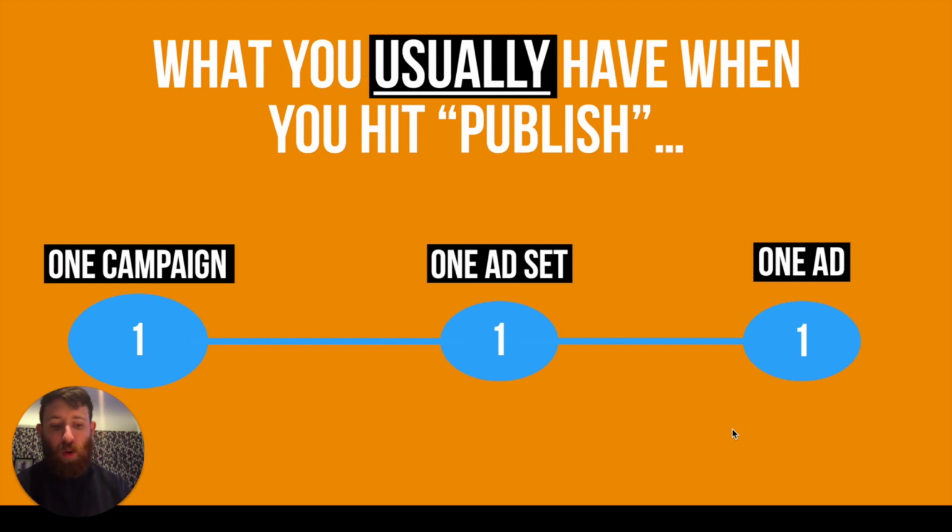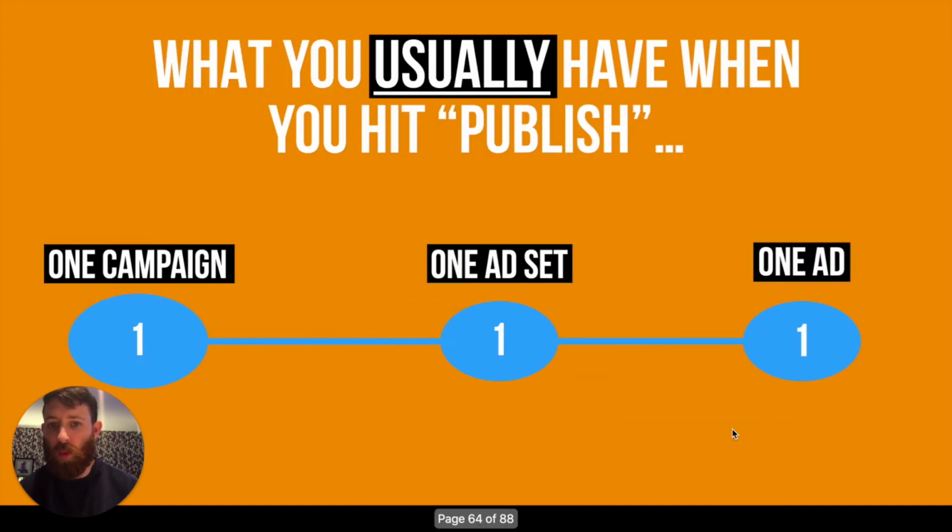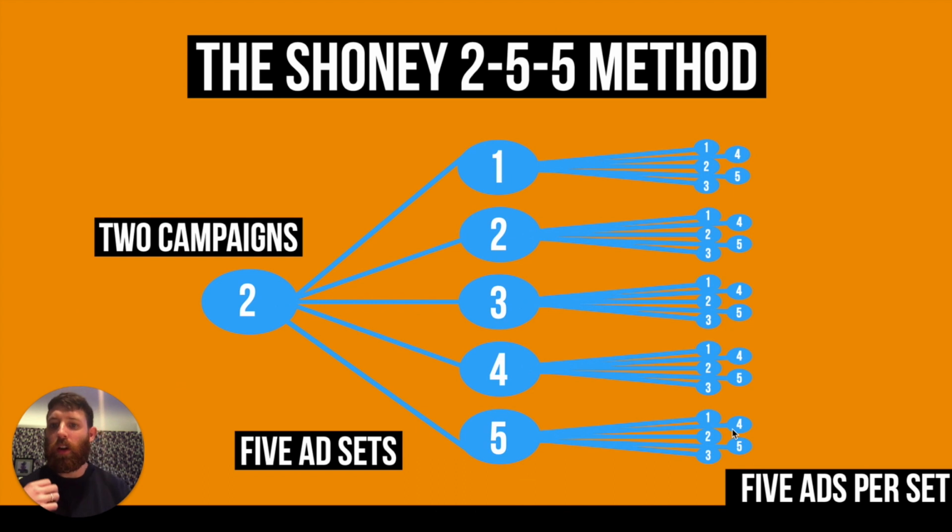Okay, however, if we go into what we do inside the 16-week digital marketing program and private mentorship, of course, we teach the Shoney 255 method. Now, it might look a lot more complicated, but it's really, really simple, because you all start with a 1-1-1 campaign. We publish that, but then we start to use the duplicate button, and then we start being able to add variation and give Facebook so much more to work with.